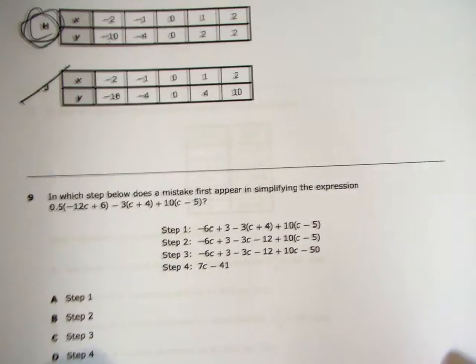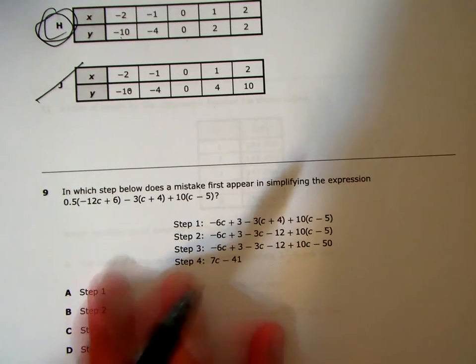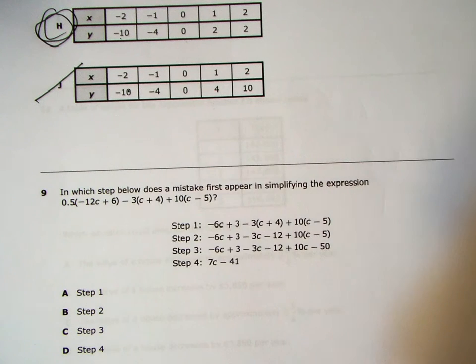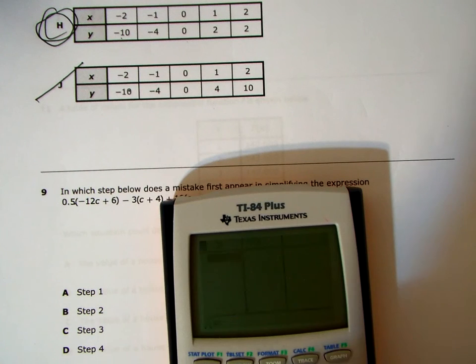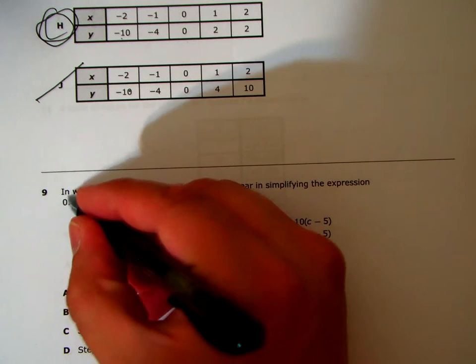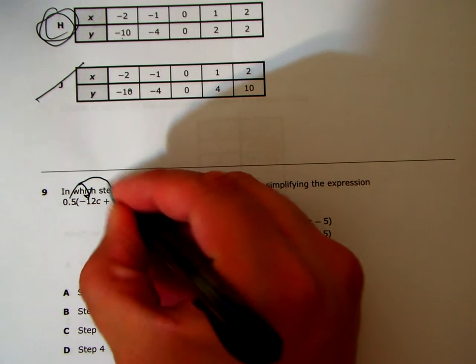If we look at this one, y'all, we notice that 0.5 times negative 12 in the calculator, right? 0.5 times, we're going to distribute this one times this one, then this one times this one, right?